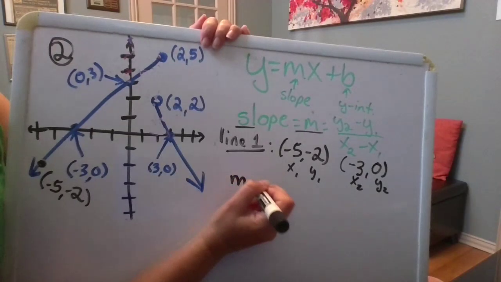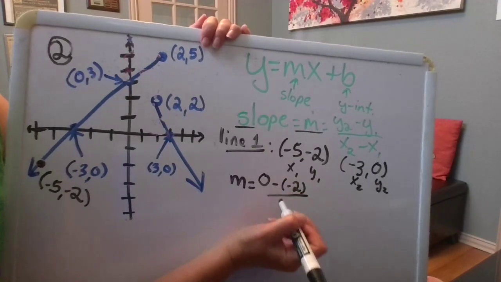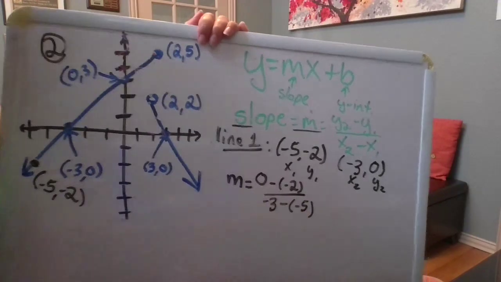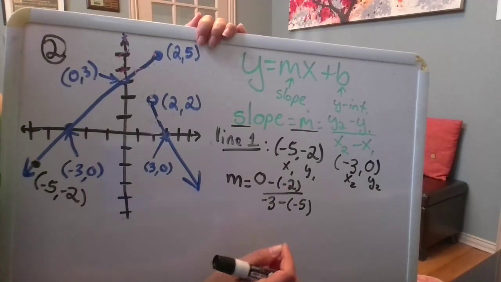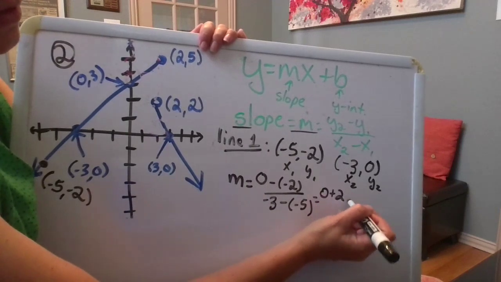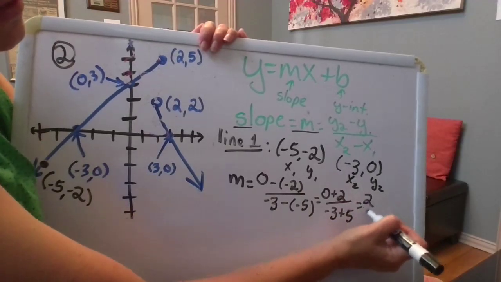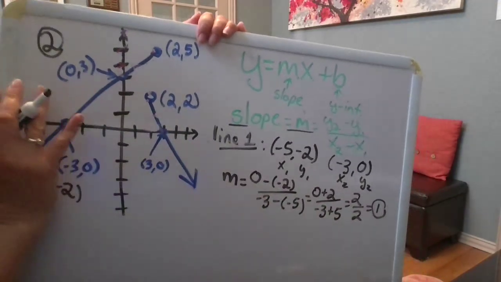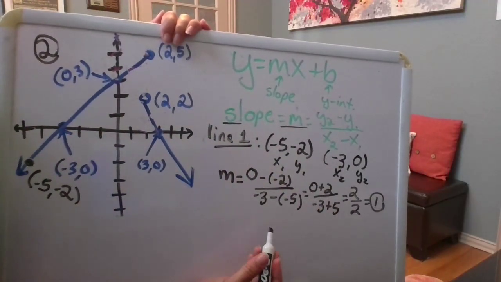So I'm going to say m equals 0 minus -2 over -3 minus -5. Oof, that's a lot of negatives. Remember, 2 minus signs convert to a plus sign. So this is the same as 0 plus 2 over -3 plus 5. We get 2 over 2 or 1. So the same slope we found just by looking at our picture, but we found it this way.